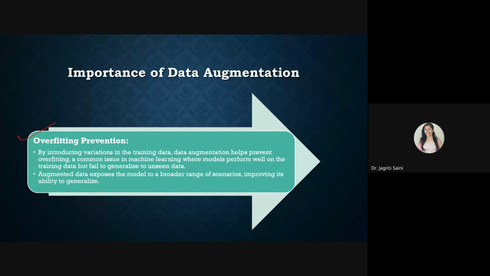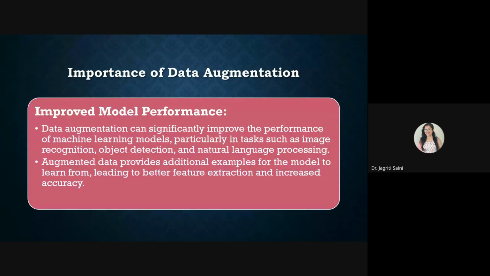One more, overfitting, we have discussed just now. The idea is to provide your model a broad range of scenarios by creating some shifts, by creating some different versions of your data, so that it can understand all possibilities related to your field information. Then improved model performance, this is the ultimate outcome you are getting from data augmentation.